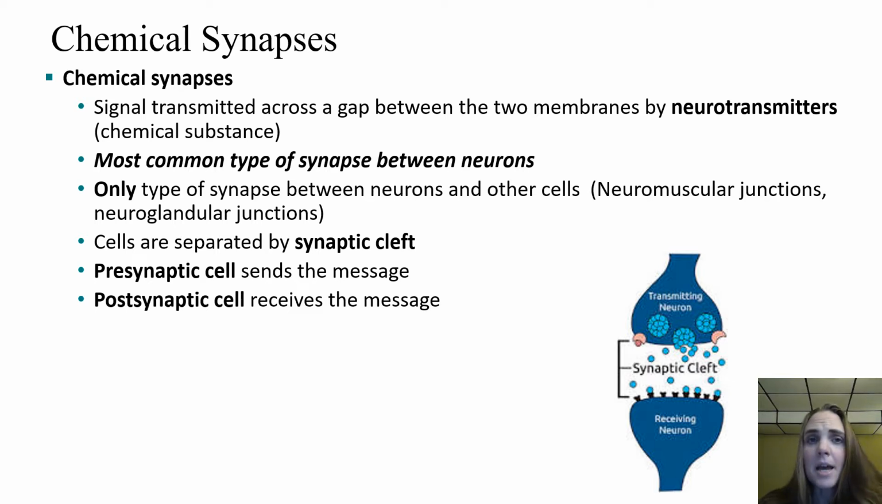The chemical synapses are more common, and they're what we're going to spend the most time talking about. With the chemical synapse, the signal is transmitted across a gap between the two membranes, thanks to neurotransmitters, which are chemical substances. And this is the most common type of synapse we find between two neurons, and the only type of synapse we find between neurons and other cells, such as neuromuscular junctions, where a neuron is communicating with the muscle cell, neuroglandular junctions, where a neuron is communicating with the gland.